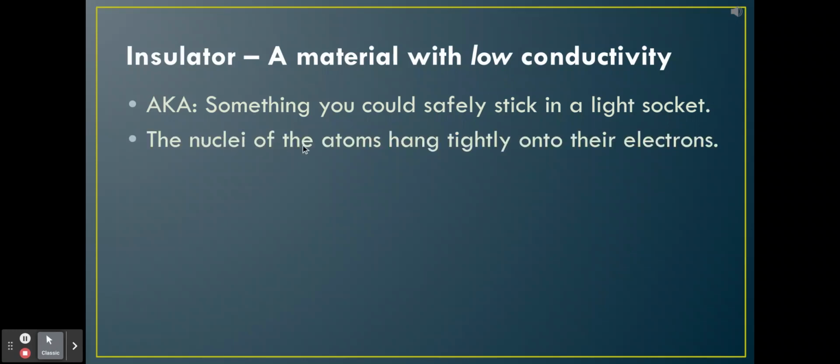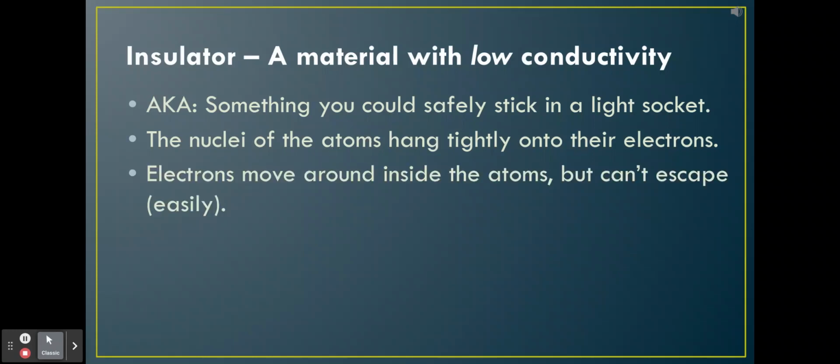The nuclei of the atoms are hanging on tightly to their electrons. The electrons do not want to move away from the center of the atom. They can move around inside the atom, they can orbit, but they will not escape away from those protons.